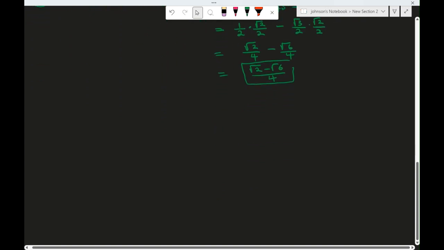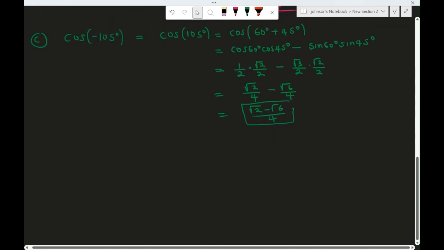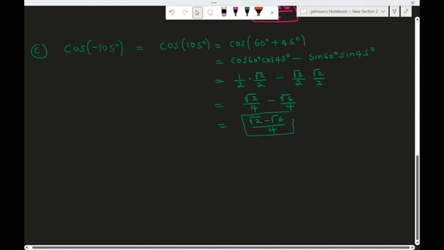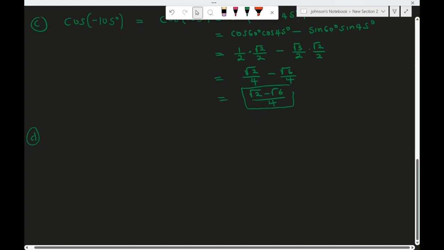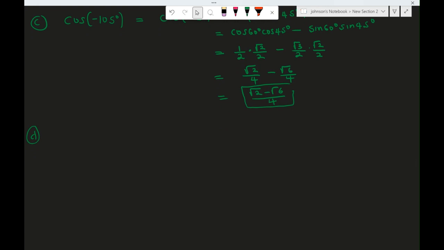Right, so let's take another one, maybe for tan. Let's take for tan now. I call it D. Let's say we want tan of 37 pi over 12.